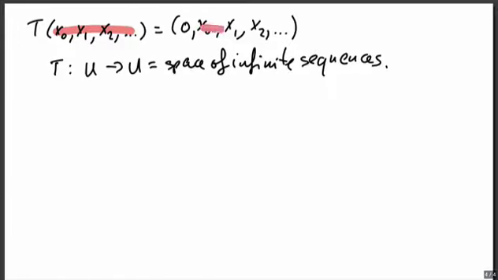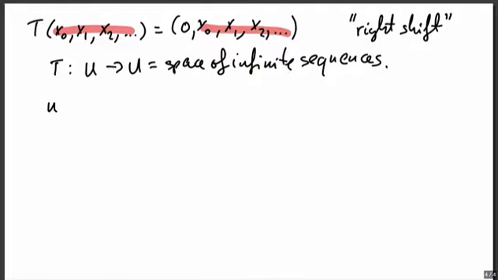So what happens is that you have an infinite sequence of numbers, x0, x1, x2, and then it's shifted to the right. So this is actually called the right shift transformation, and it has actually important engineering applications.